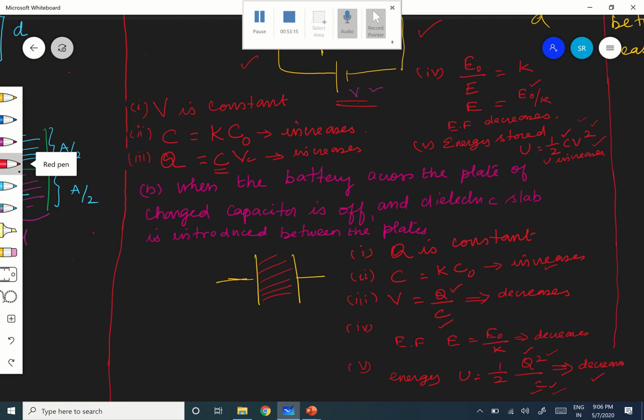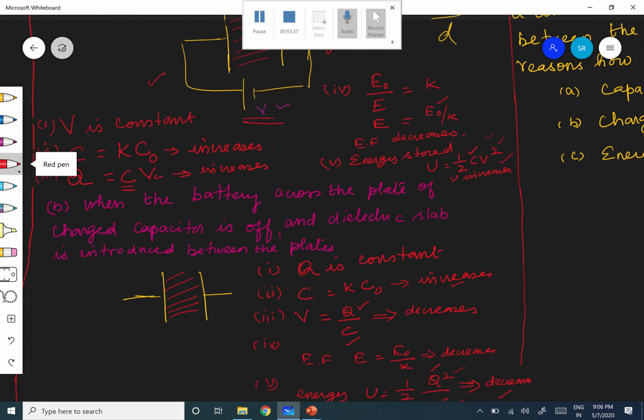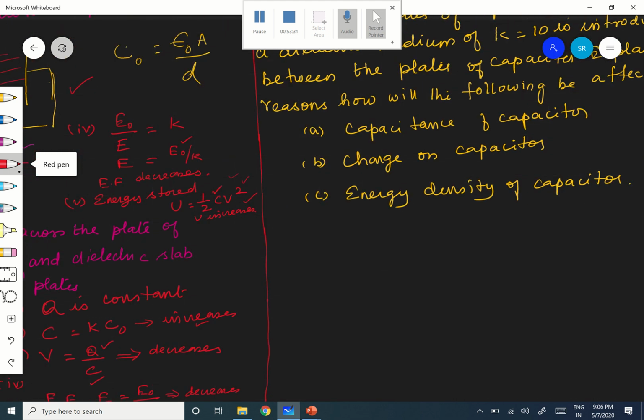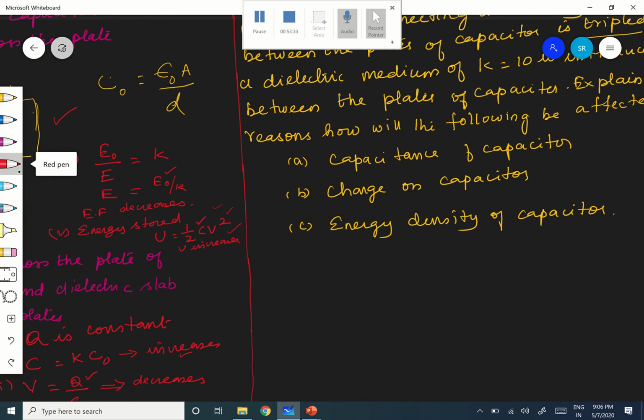Therefore, in the first case with the battery, energy stored will increase, and without the battery it will decrease. Why? Q is constant here. Once again, go through it and you will understand this. Okay, next one. Now I am going to use this concept in solving this problem.